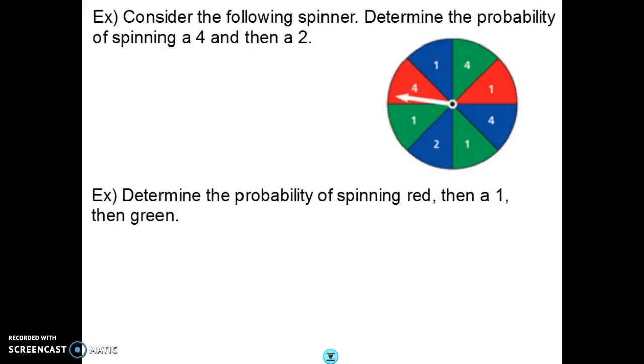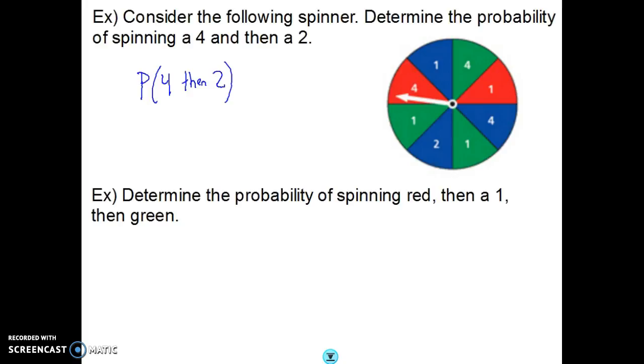So we'll start with an example here with this spinner shown in the picture, where we have an equal chance of landing on any of these 8 sections. So in the first example, we will determine the probability of spinning a 4, then a 2. Well, based on what we know about dependent and independent events, we can say that spinning a 4 the first time is not going to change our chances of what we spin the second time.